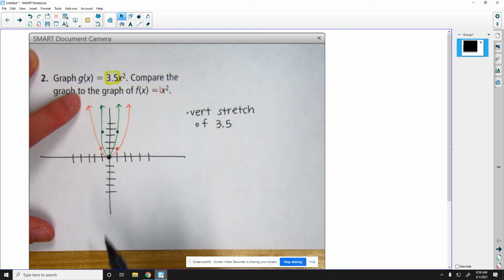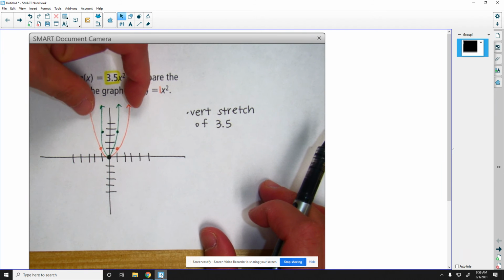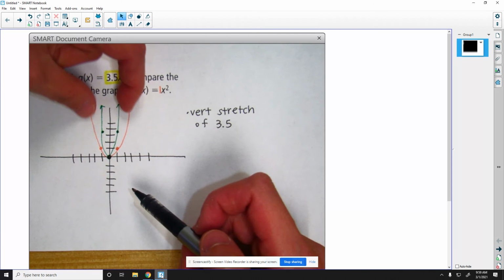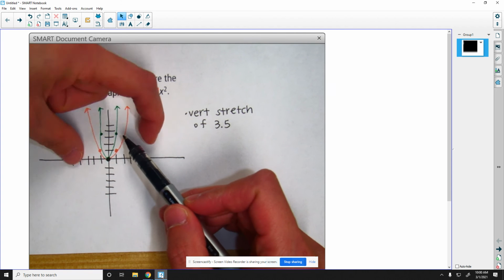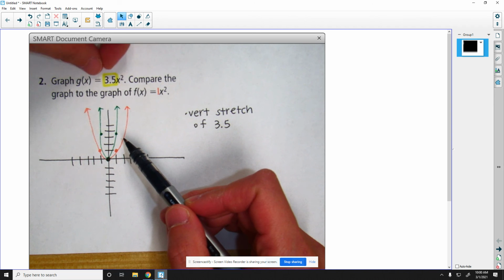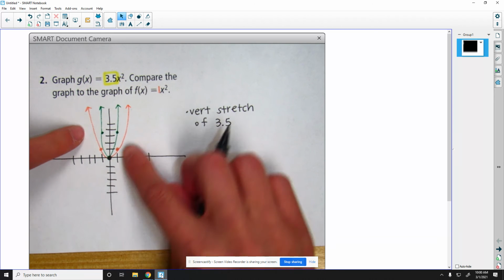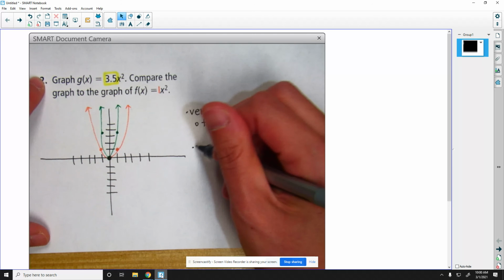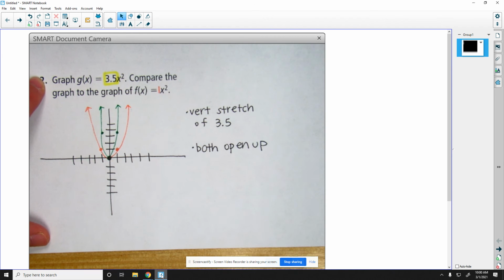If that doesn't make sense to you, or if you forgot that rule, remember you can think to yourself, okay, if I put my fingers on this parent function, aren't I stretching it up to make it skinnier? So that's why I'm stretching it. I'm not shrinking it. I'm not making it fatter. I'm making it skinnier. That's why it'd be a stretch. Okay, the next thing we have to say is the opening. So do you see how both of them open up? So I would write both open up.